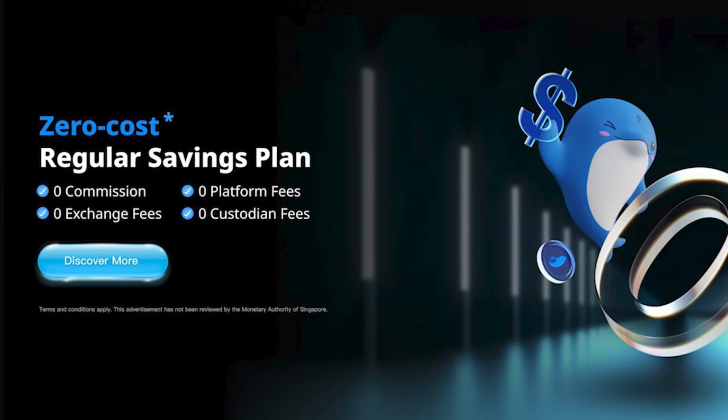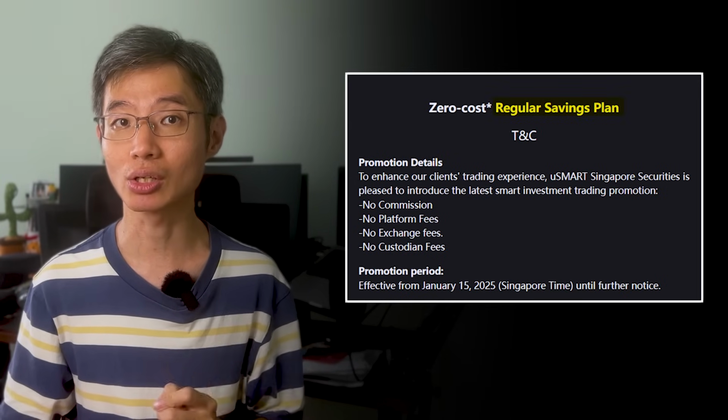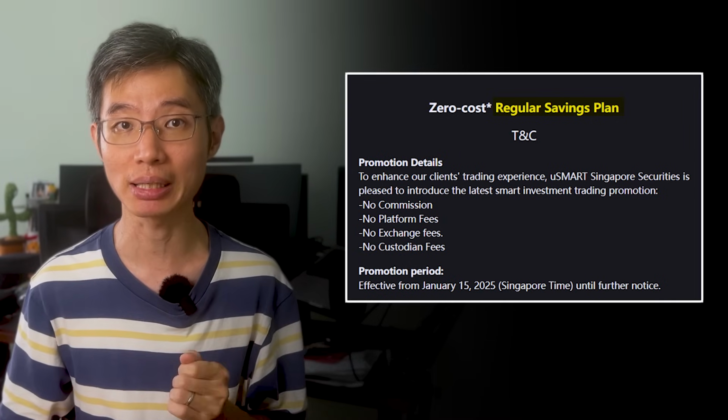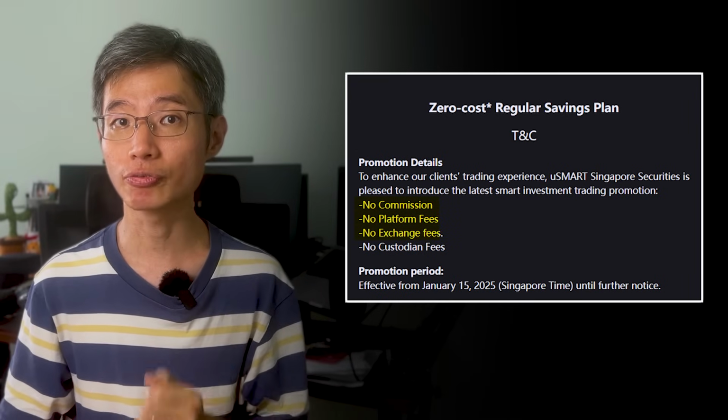But here's a pro tip. Right now, uSMART is running a great promotion where if you set up a regular savings plan to automatically invest in stocks or ETFs from the Singapore or US markets, you enjoy zero commission, zero platform fees, zero exchange fees, and zero custodian fees. So this not only helps you save on a ton of fees, but it can also help you avoid timing the market, because oftentimes investors would try to buy right at the bottom but ended up missing the opportunity to buy the stock at an already fantastic price because the stock has already shot back up.